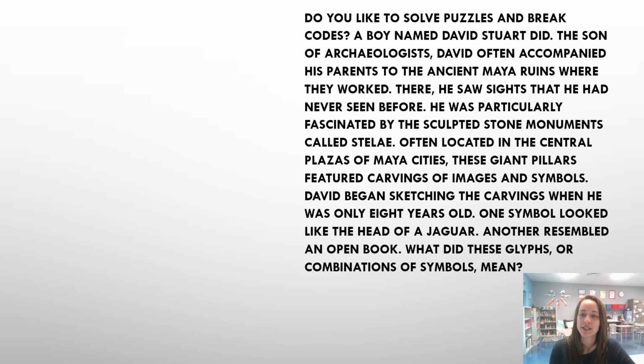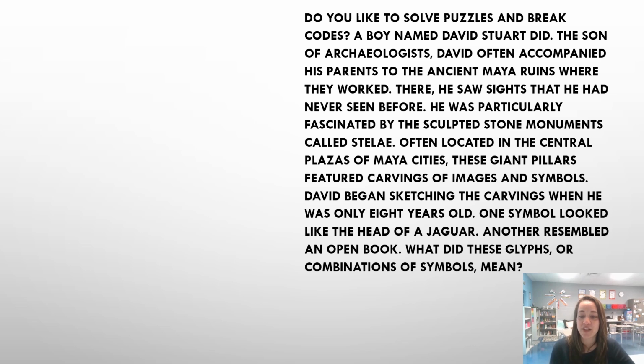Do you like to solve puzzles and break codes? A boy named David Stewart did. The son of archaeologists, David often accompanied his parents to the ancient Maya ruins where they worked. There, he saw sights that he had never seen before. He was particularly fascinated by the sculpted stone monuments called stelae. Often located in the central plazas of Maya cities, these giant pillars featured carvings of images and symbols.